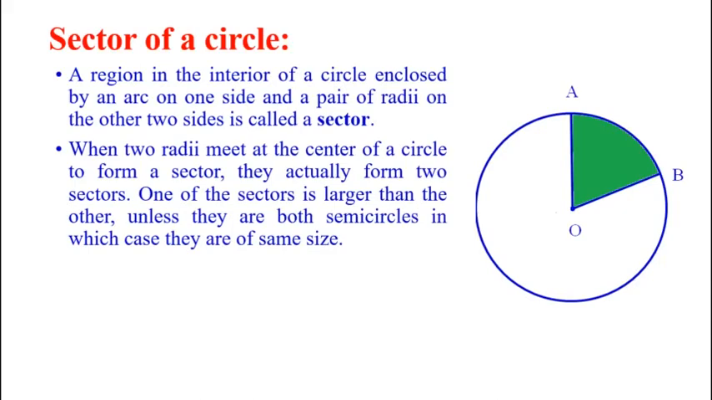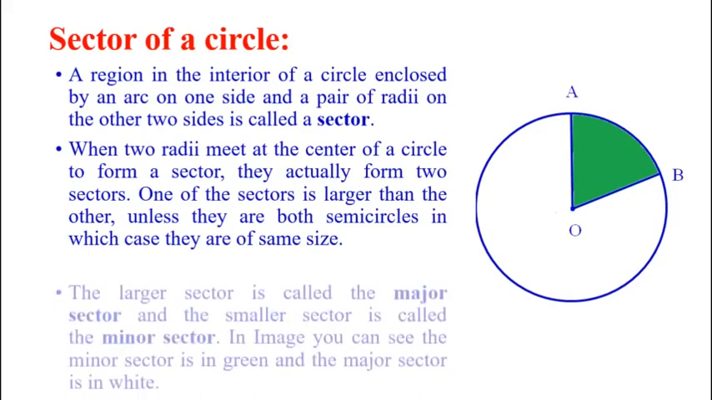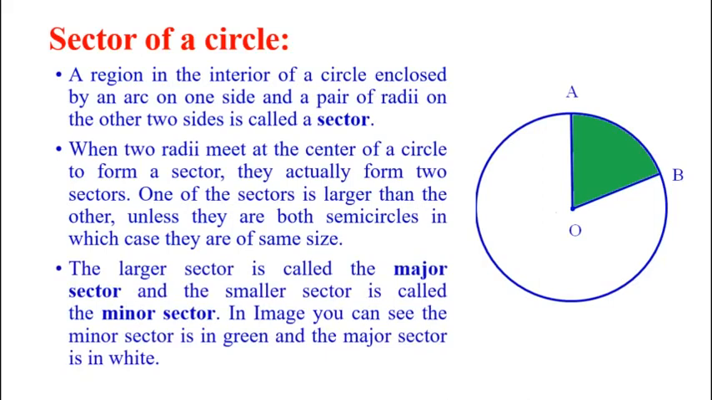So here in this figure, one is a minor sector and another one is a major sector. The larger sector is called the major sector and the smaller sector is called the minor sector. In this image, you can see that the minor sector is in green and the major sector is in white color.